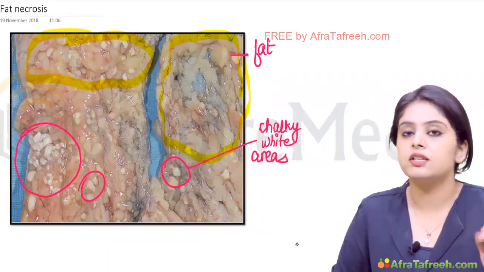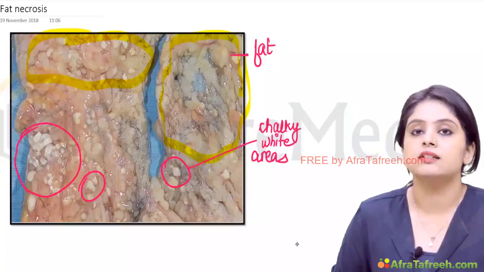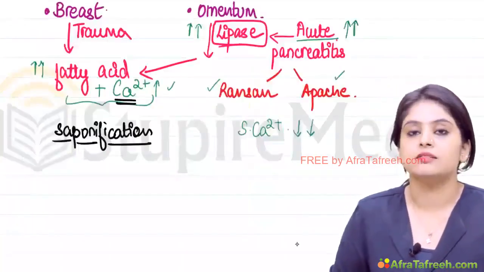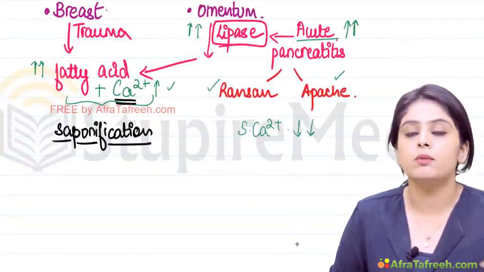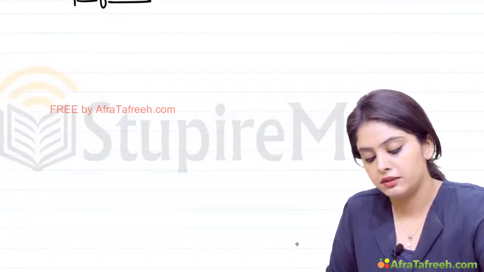And if you see such areas, which type of necrosis are we referring to? You are correct, it is fat necrosis. Coming back to the theoretical aspect, we've completed 4 important patterns of necrosis. Now we will move on to the 5th one.